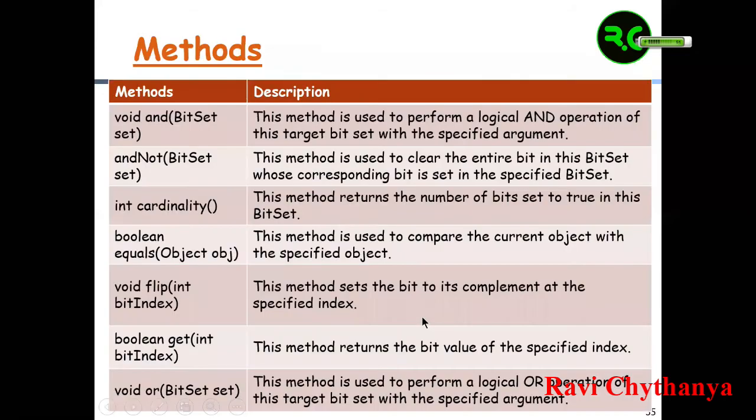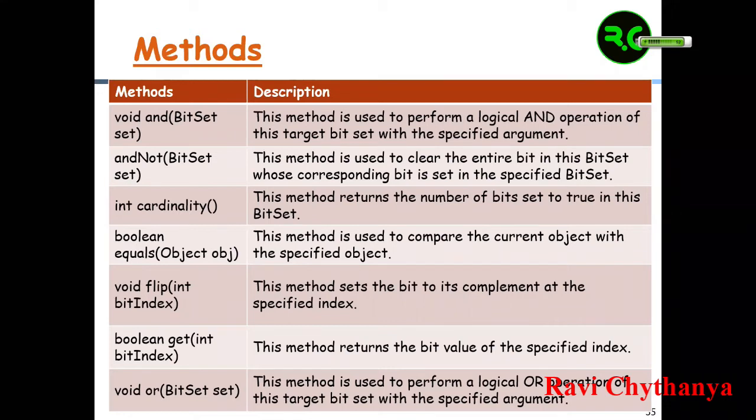Okay, so the methods which we have in this BitSet are the AND operator, which is going to perform the logical AND operation of the target BitSet. And the ANDNOT operator, which is going to clear the entire bit in this BitSet whose corresponding bit is set in the specified BitSet.